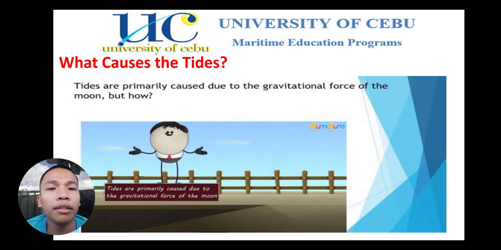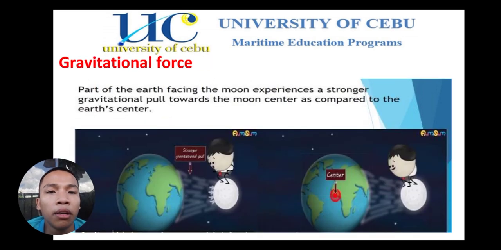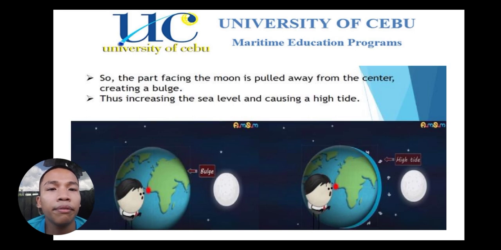What causes tides? Tides are primarily caused by the gravitational force of the moon. The part of the Earth facing the moon experiences a stronger gravitational pull towards the moon's center as compared to the Earth's center. So the part facing the moon is pulled away from the center, creating a bulge, thus raising the sea level and causing the high tide.